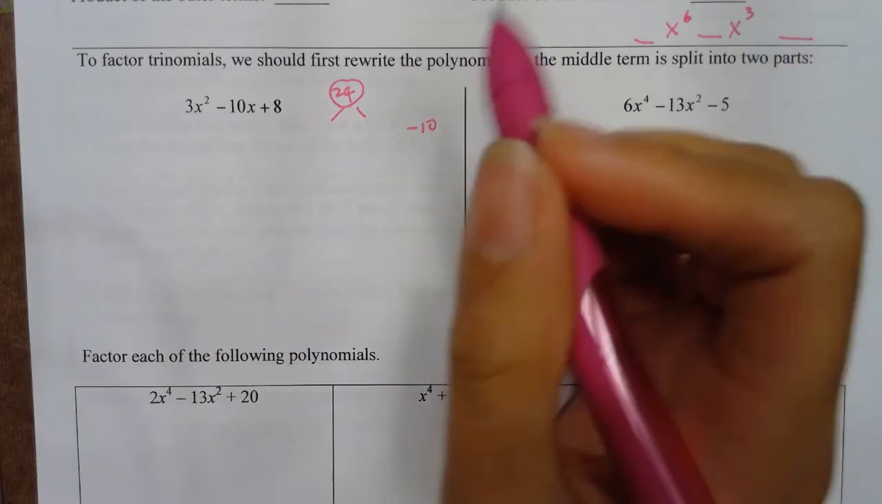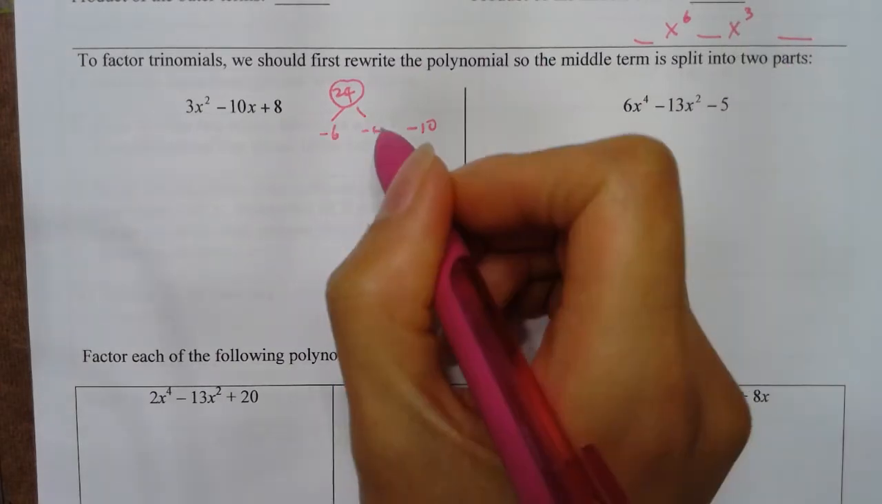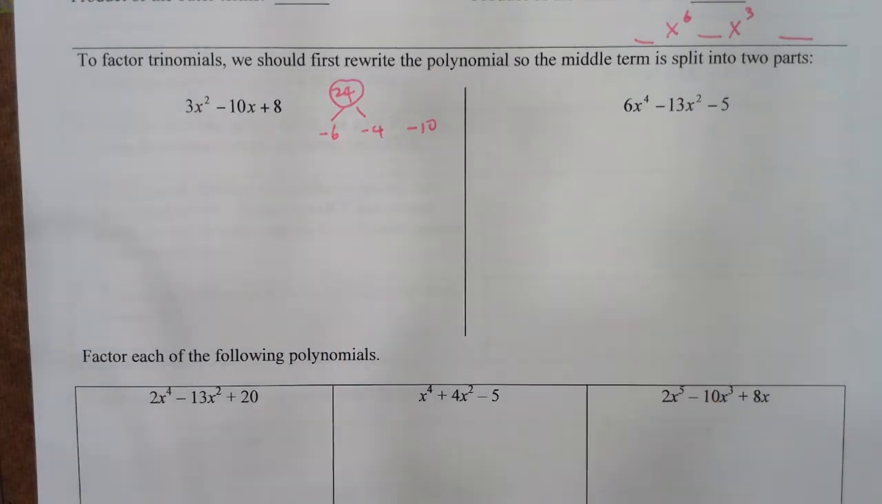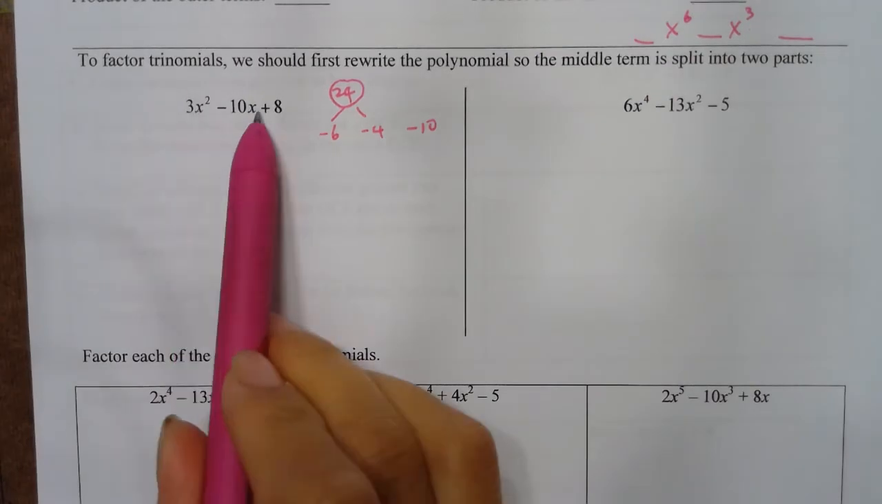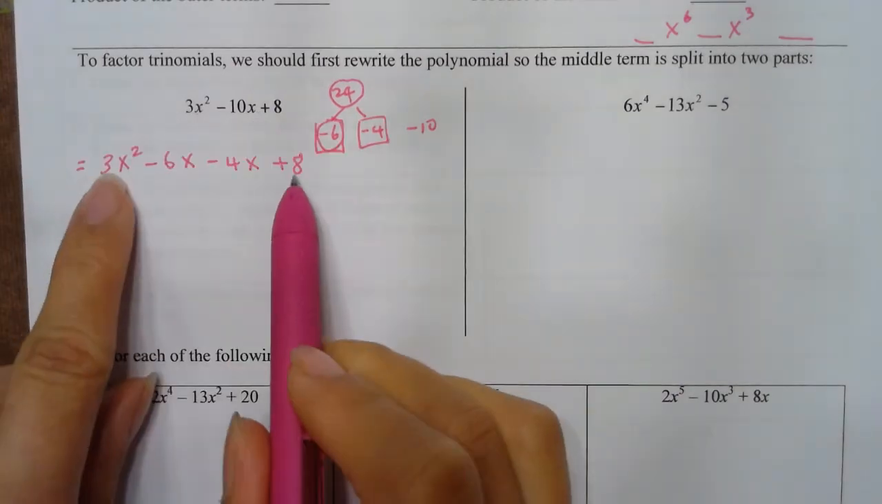Now you're going to rewrite the original problem. Write it as negative 6x, and negative 4x. So the first term and the last term are the same as the problem, but the middle term you split using the two numbers we found using the ACB chart. Now you split into two groups and factor two at a time. The greatest common factor here is 3x, x minus 2, and the greatest common factor here is negative 4, x minus 2. We get x minus 2 times 3x minus 4.